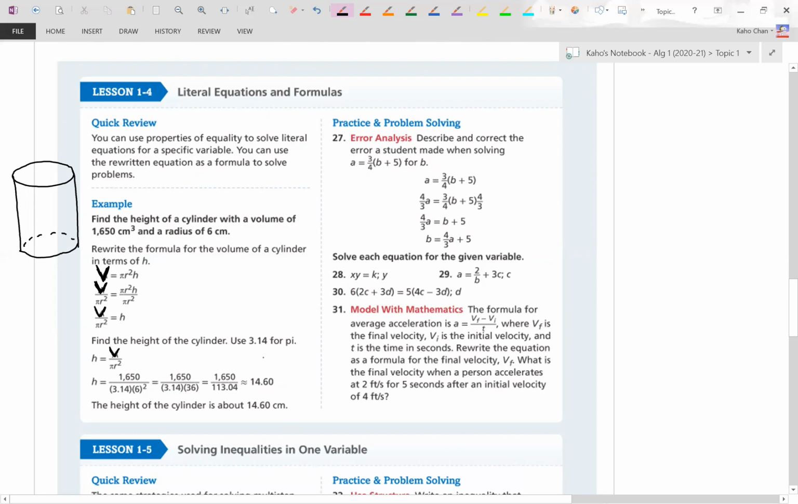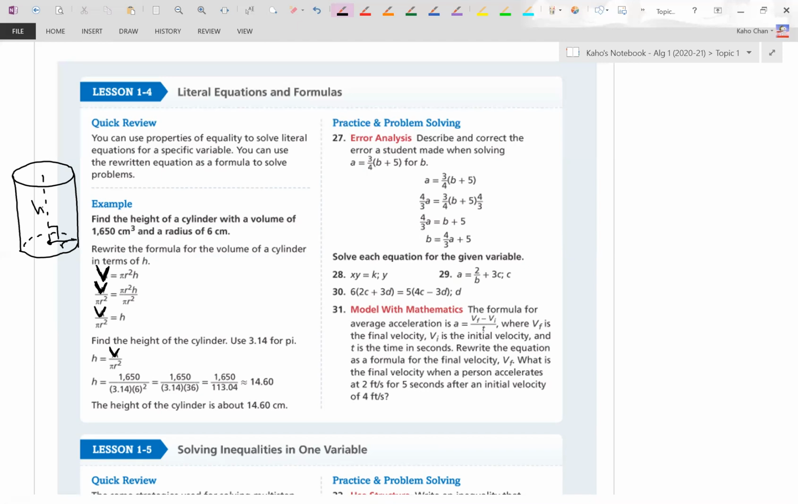All right, pi r squared is referring to the circle of a cylinder. H is the height of this. I'm just going to draw that in for you. There's radius. This is the height of a cylinder. All right, so what they're doing is basically rearranging the formula, or rearranging the furniture, like I like to say, and isolating the letter H. And after they do that, they plug in the volume that's given to them, 1,650, and the radius, which is 6, and then they simplified it to get 14.6 centimeters high.